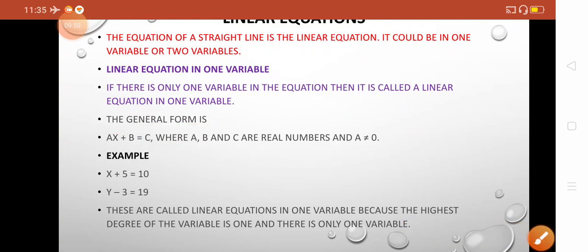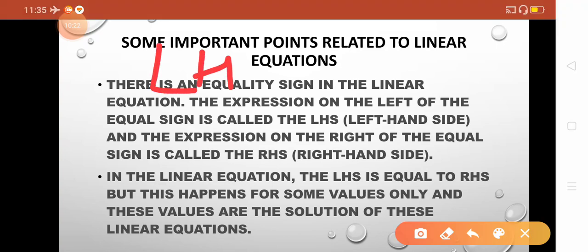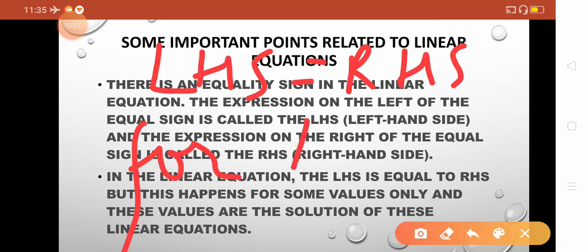Example, x plus 5 is equal to 10, y minus 3 is equal to 9. These are called linear equations in one variable because the highest degree or highest power of the variable is 1 and there is only one variable. Clear? Now some important points related to linear equations: there is an equality sign in the linear equation. The expression on the left hand side is known as LHS and on the right hand side as RHS, and always LHS is equal to RHS for some value of the variable.